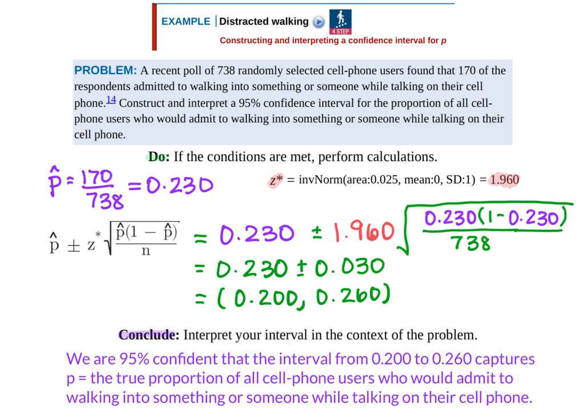So our last step here is to conclude, which is to interpret our interval in the context of the problem. So we are 95% confident that the interval from 0.2 to 0.26 or 20% to 26% captures p, or the true proportion of all cell phone users who admit to walking into something or someone while they were talking on their cell phone.